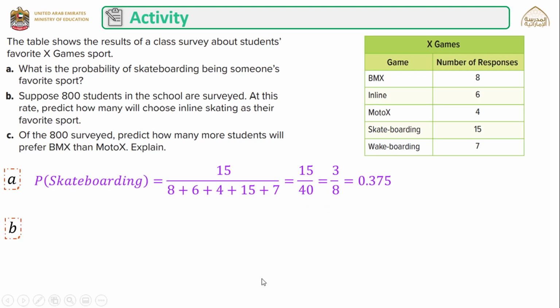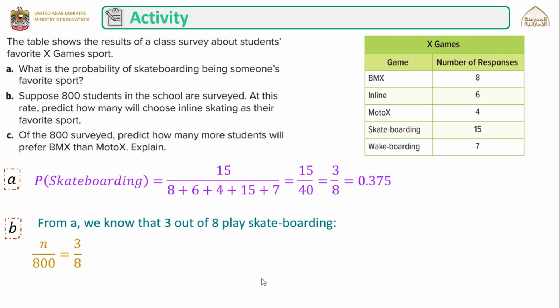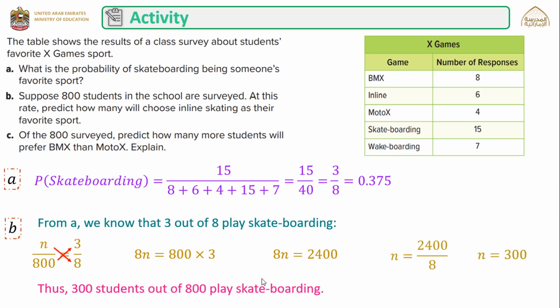B. For A, we know that 3 out of 8 play skateboarding. n divided by 800 equals 3 out of 8. Applying cross multiplication to solve for n, we will find eventually that n is 300. Thus, 300 students out of 800 play skateboarding.